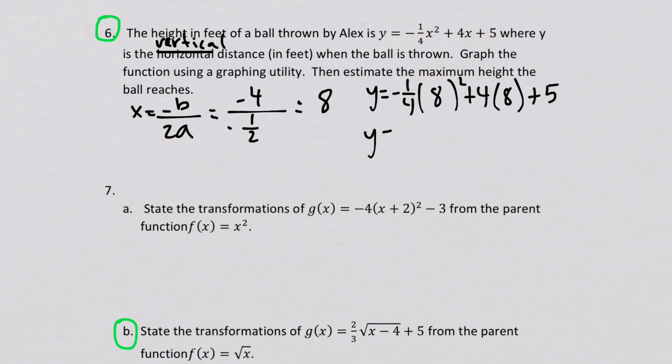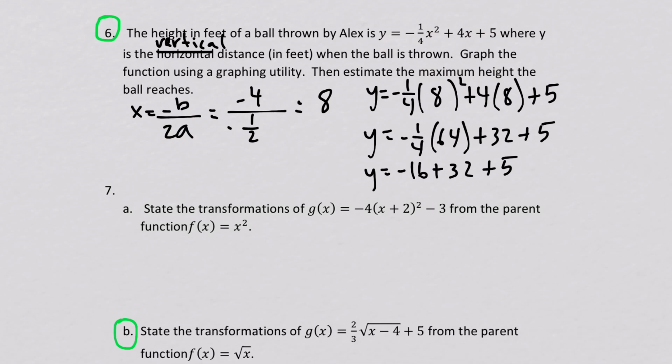So 8 squared is 64, so negative 1/4 times 64 plus 32 plus 5. 64 divided by 4 is 16, so that's negative 16 plus 32 plus 5. Negative 16 plus 32 is 16, so 16 plus 5 is 21. The maximum height is 21 for this ball, in feet. That's what it says right there, feet. So 21 feet.